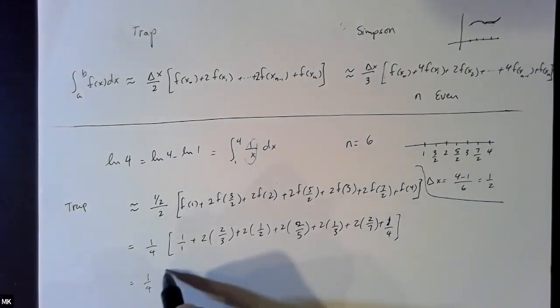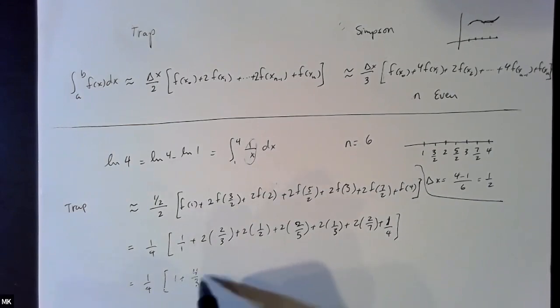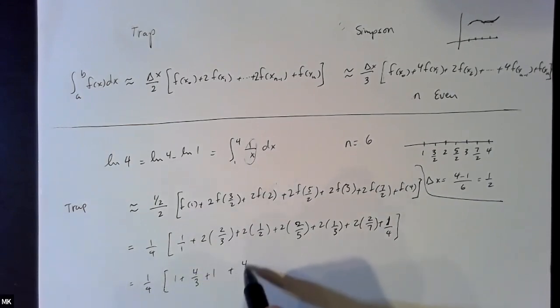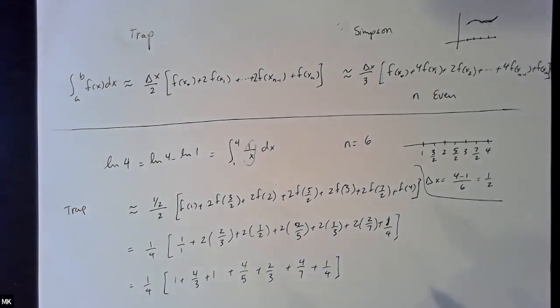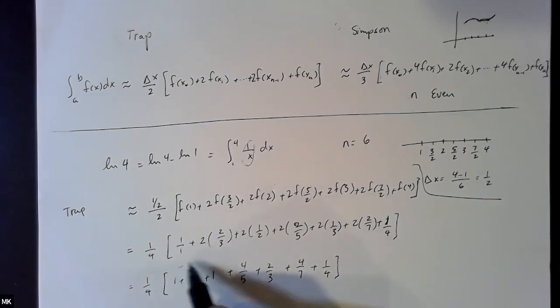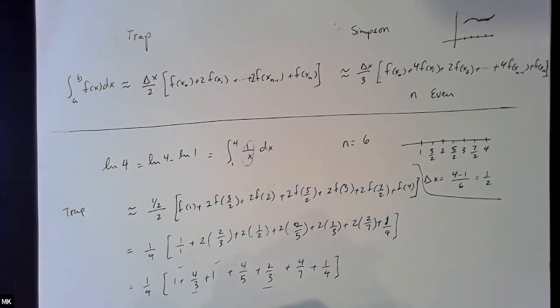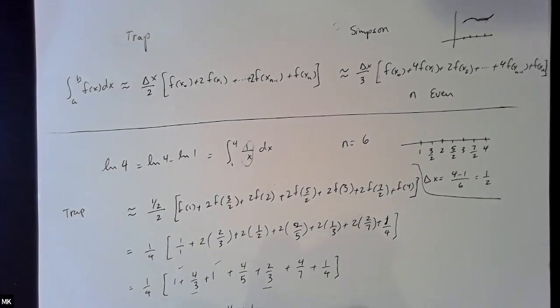You go 1/4, 1 plus 4/3 plus 1 plus 4/5 plus 2/3 plus 4/7 plus 1/4. So you get 1/4, 1, 2, 4/3 and 2/3 is 6/3, which is 2. So 2 plus 2 is 4 plus 4/5 plus 4/7 plus 1/4.